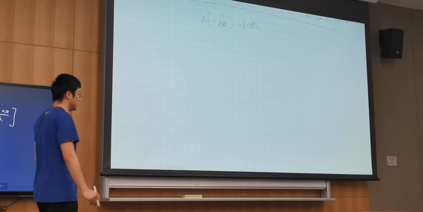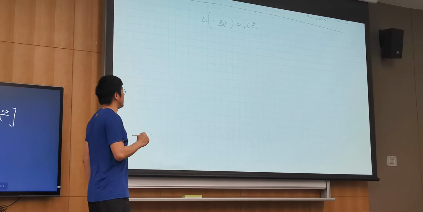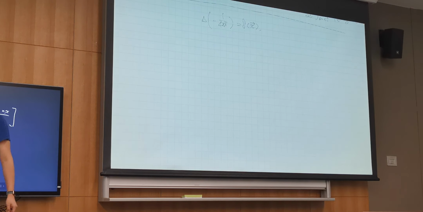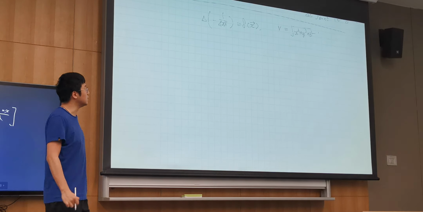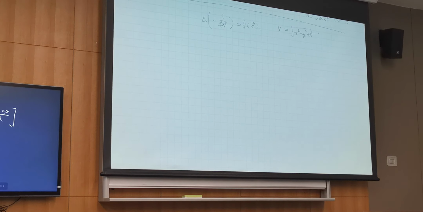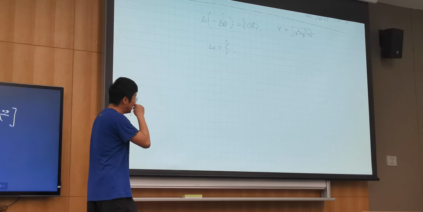Again, the thing that everyone should already know is that the Laplacian of -1 over 4 pi r is the delta function, where of course r is the square root of x squared plus y squared plus z squared. This is in 3D space. In this case, we actually used this function to solve delta u equals f, which is a Laplace equation.